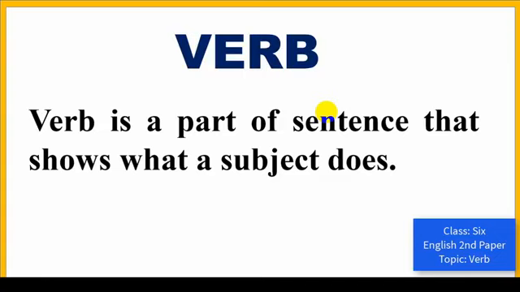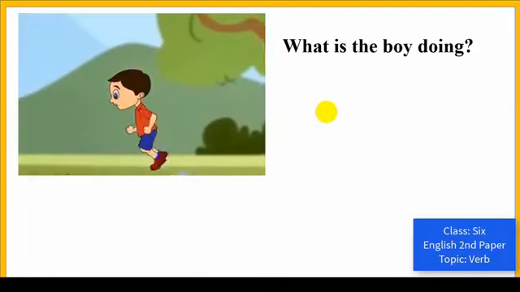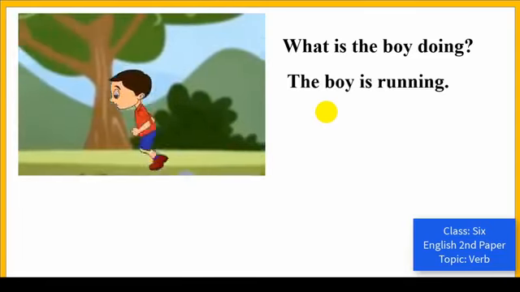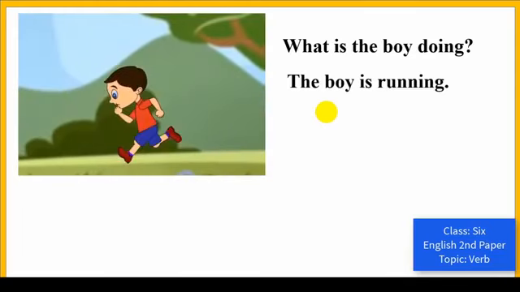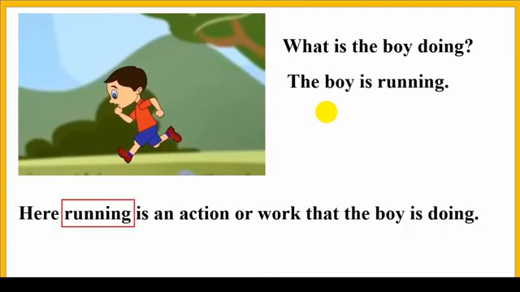Now I will discuss about verb. Look, what is the boy doing? The boy is running. Dear students, here running is an action or work that the boy is doing, or the subject of this sentence is doing. So here running is a verb.